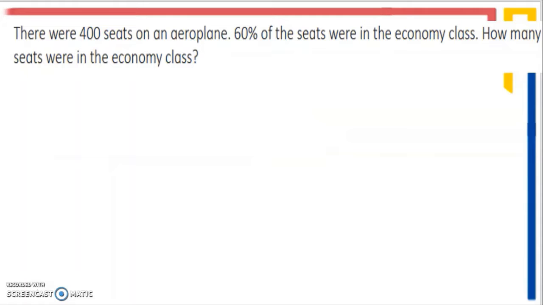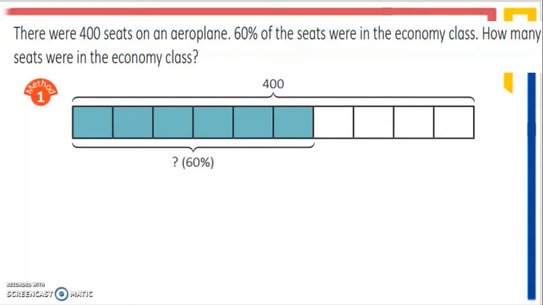How to find the value of percentage part of a whole? For example, there were 400 seats on an airplane. 60% of the seats were in the economy class. How many seats were in the economy class? So here, we're going to take the 60% of 400. In taking the percentage of a whole, we have two methods. I show you first the method 1.